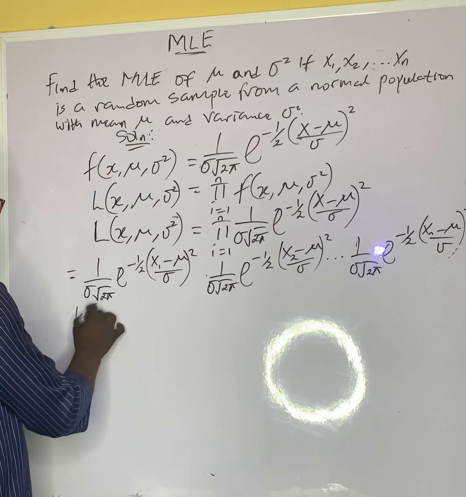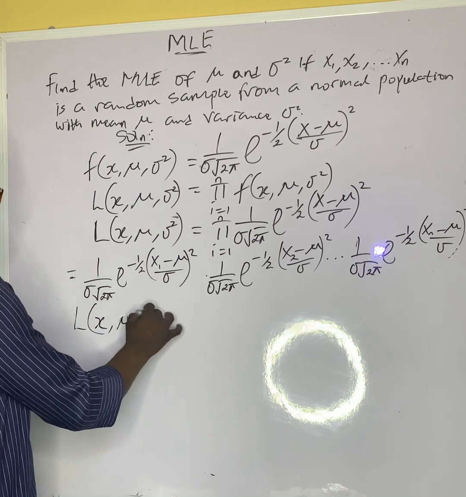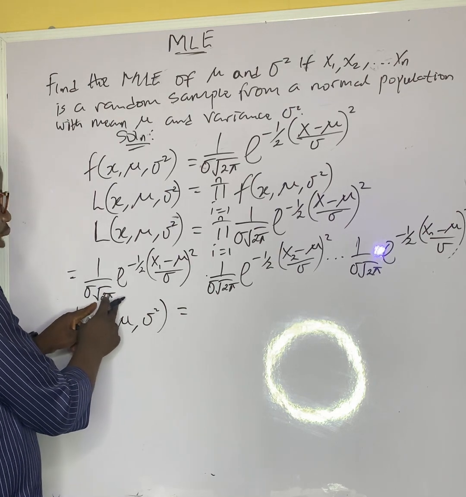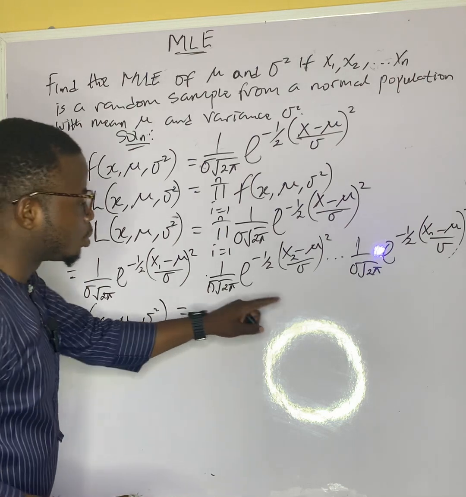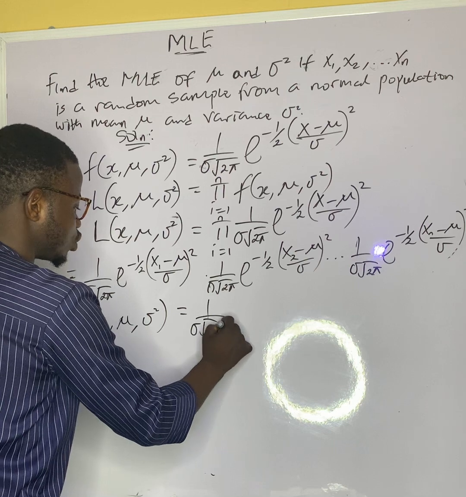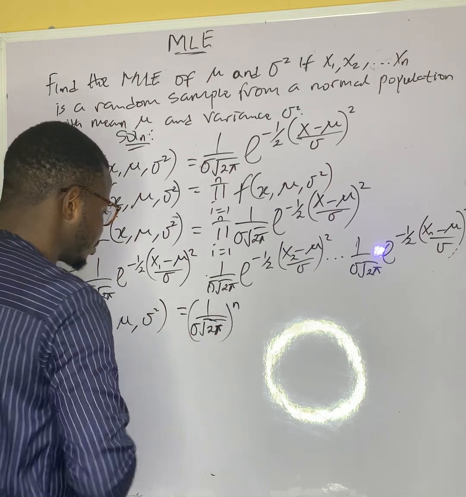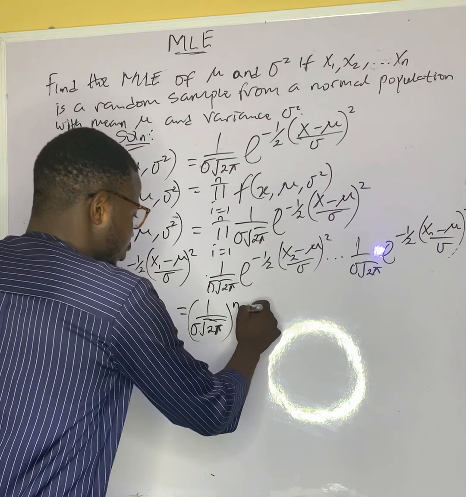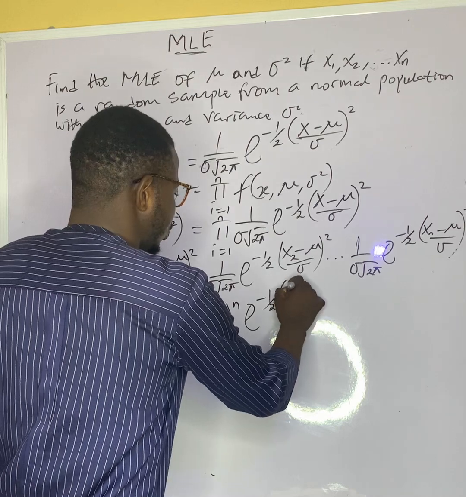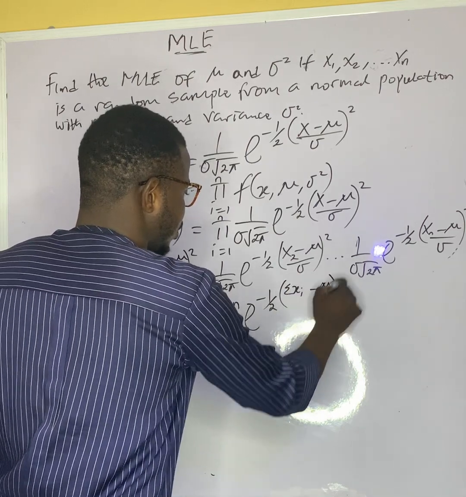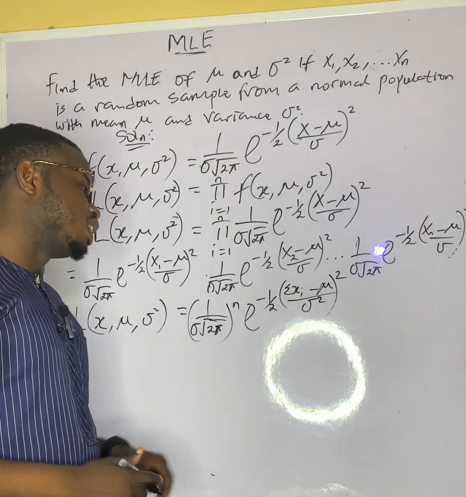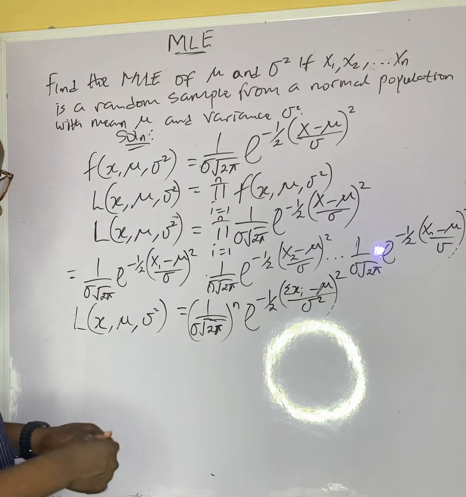So we can now say the likelihood function is defined as follows. Since 1 over sigma square root of 2 pi is common to everything, we can write it as 1 over sigma square root of 2 pi raised to the power of n. And again, here we have exponential minus 1 over 2, so we can write this as the summation of (xi minus mu) square over sigma square. So what we have here is called the likelihood function for a normal distribution.